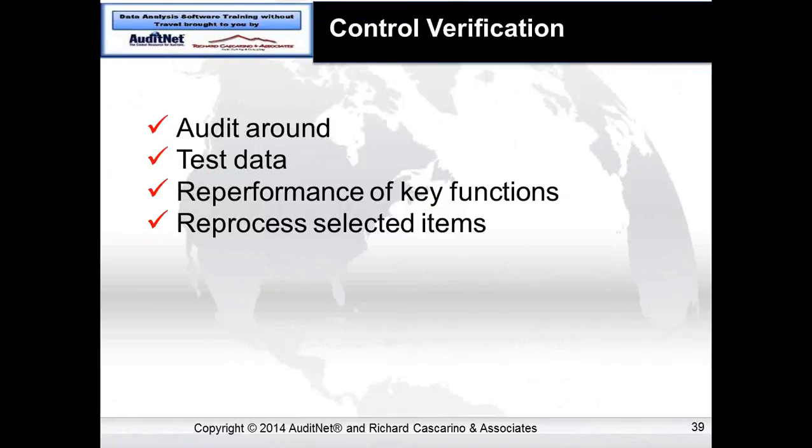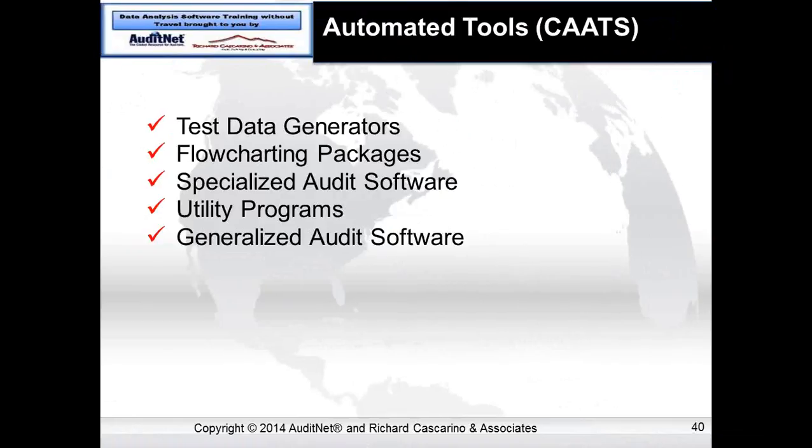As far as using CATs themselves are concerned, there are different types of CATs that you can get. You can get test data generators. One of the big problems with test data is how much testing is enough. And if you're going to sit down and write test data after test data after test data to try every possible logical path through a program, you're going to be there forever. So these days, you can get a test data generator that will look at your database, will look at how it's structured, and will produce test data for you. You can get flowcharting packages.